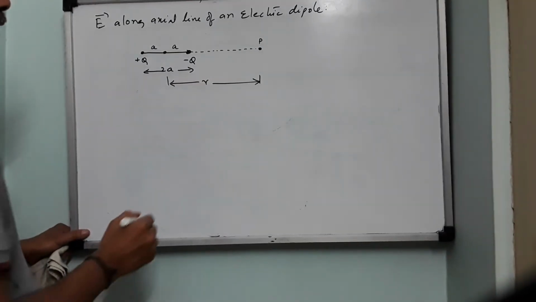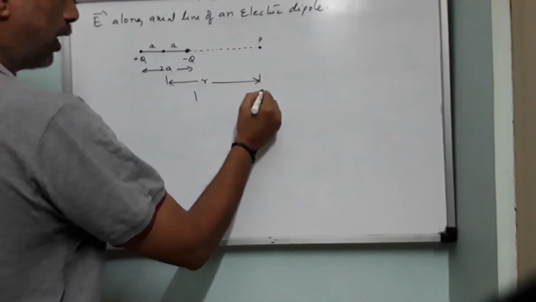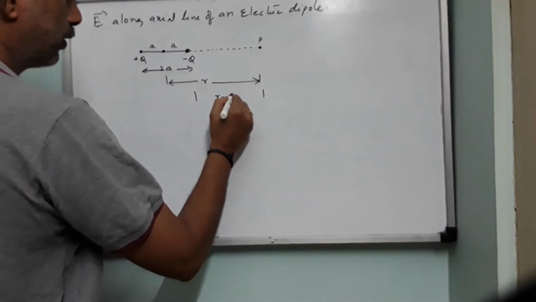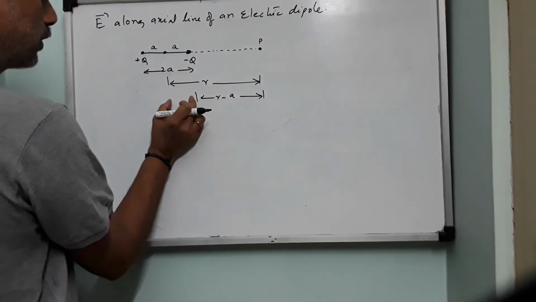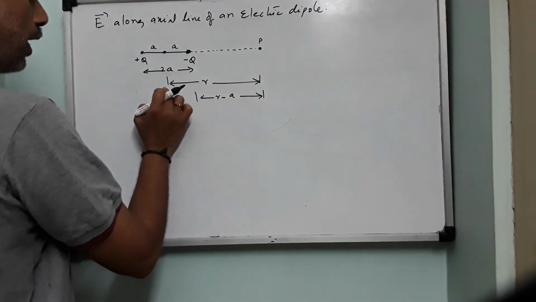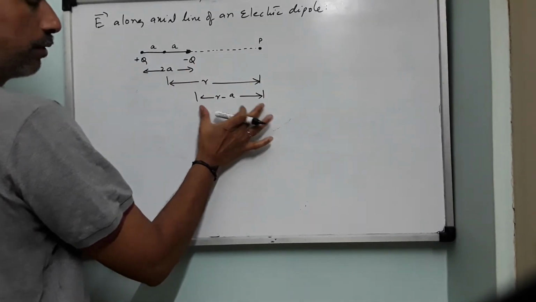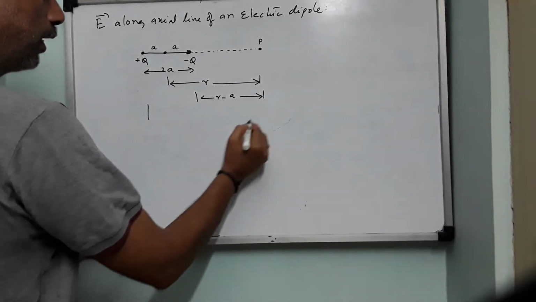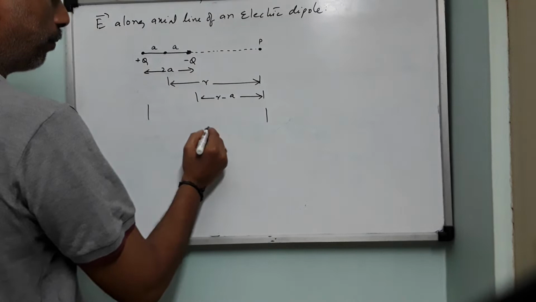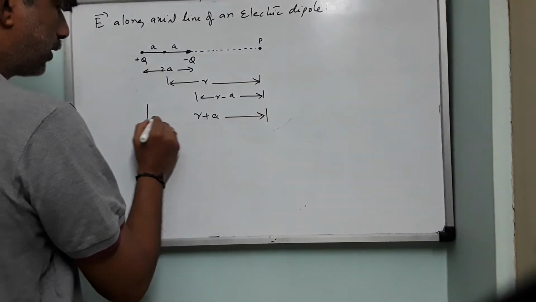Then this minus q will be located at a distance of r minus a from point P. You can see by the geometry. If this distance is a and this is total r, then you have to subtract this much to get this distance. Clear? r minus a. Then this plus q will be located from point P at a distance r plus a.